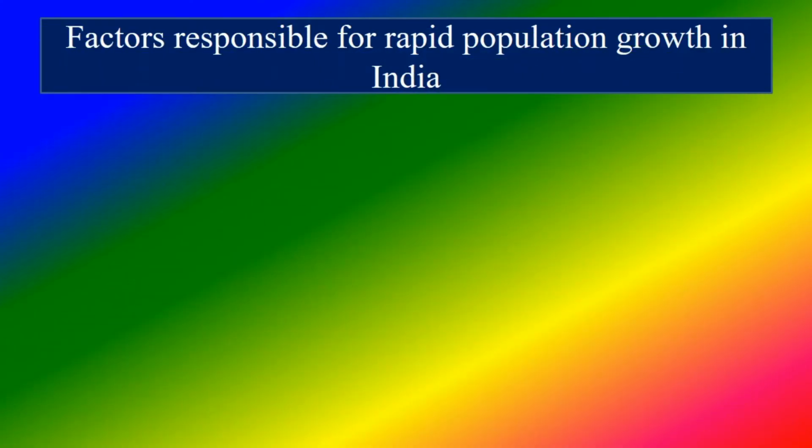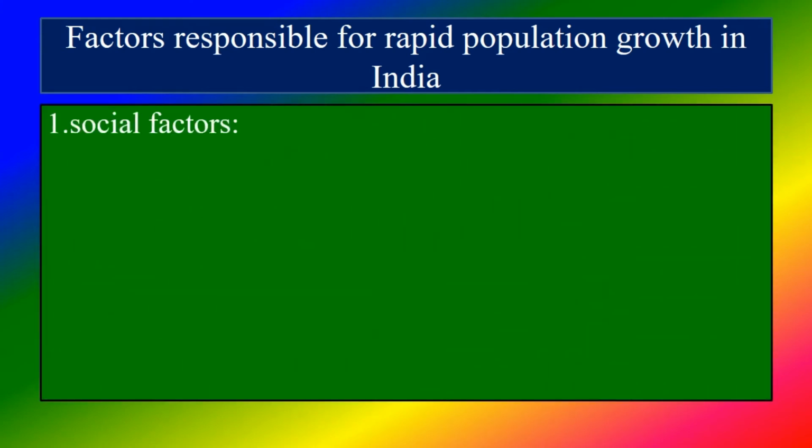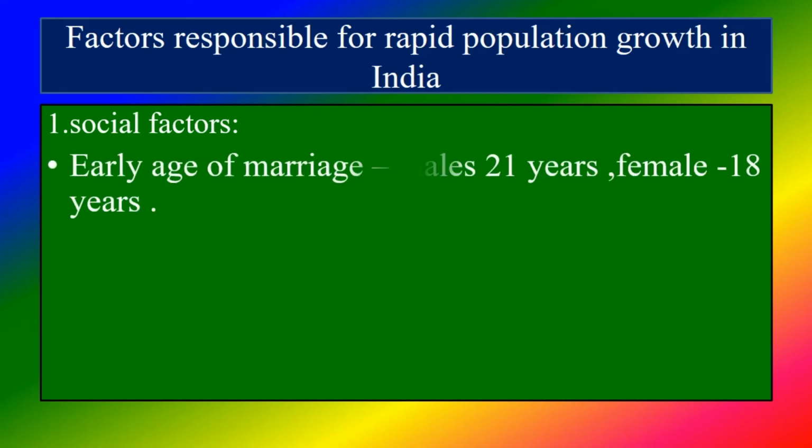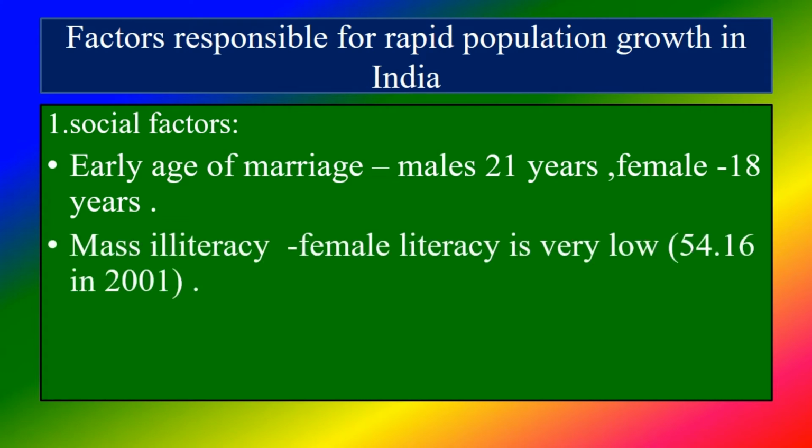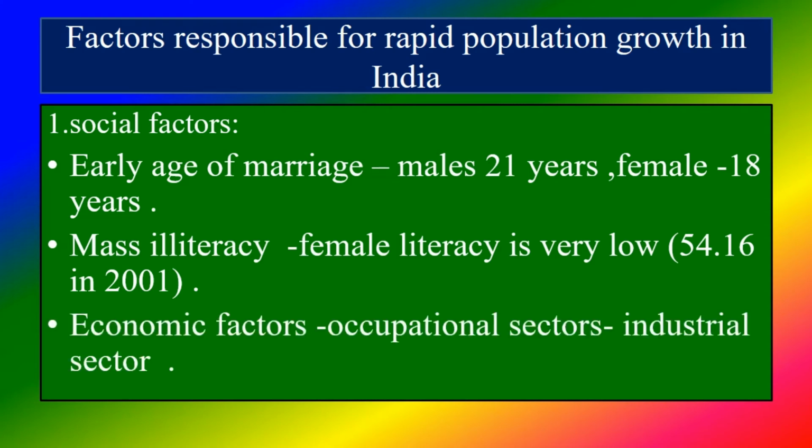Factors responsible for rapid population growth in India. First, social factors. Early age of marriage, male 21 years, female 18 years. Mass illiteracy, female literacy is very low, 54.16% according to 2001. Economic factors, occupational sectors, industrial sector.